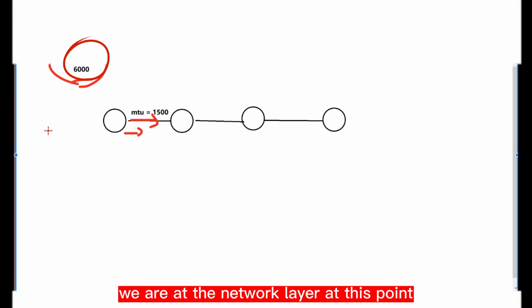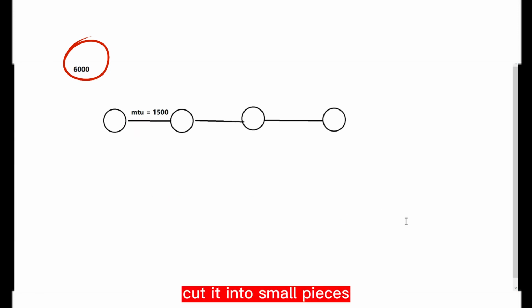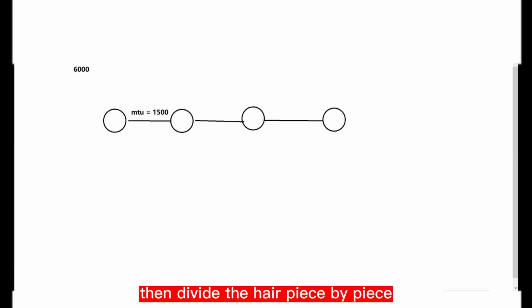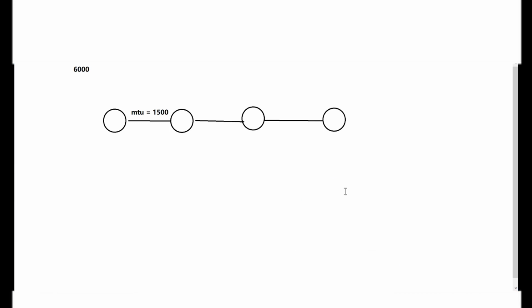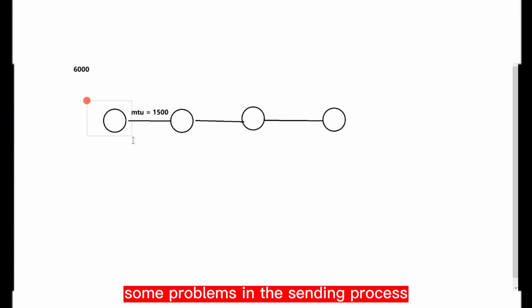It is equivalent to, if the upper layer data is too large, we, at the network layer, can slice the data, cut it into small pieces, and then send it piece by piece. Then, for this sending process, there will be some doubts. We have to consider some problems in the sending process.